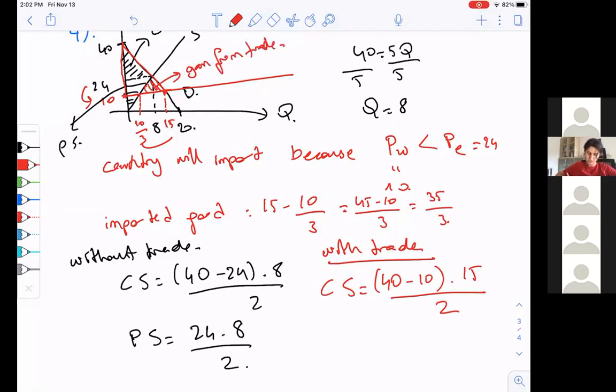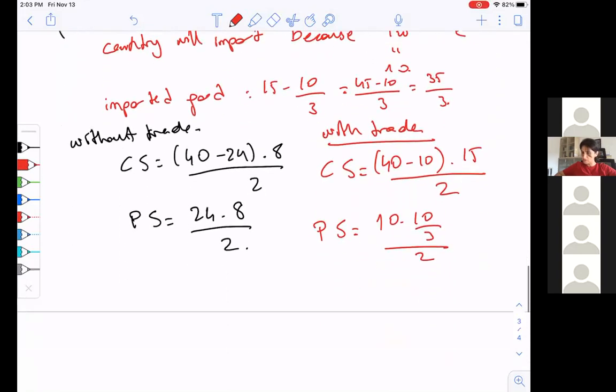And this gain from trade is coming to the consumers, in addition to some of the lost part of the producer surplus also coming to the consumers. Because producer surplus is now 10 times 10 over 3 over 2. Since the country allowed free trade, who is harmed? Producers, right? So it's domestic producers. The producer surplus for the domestic producers shrank this much, and it is added to the consumers. Any question?